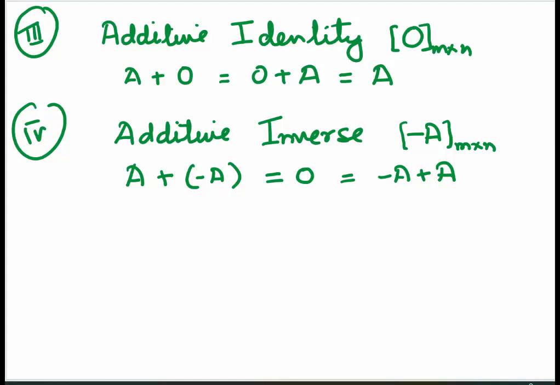Come to the fourth point, additive inverse. Every matrix A has an additive inverse minus A of the same order M by N. Now, what does that mean? It means that when I add the additive inverse to my matrix A, I get back the additive identity O. Here also, whether it is A plus minus A or minus A plus A, I'll get the additive identity.